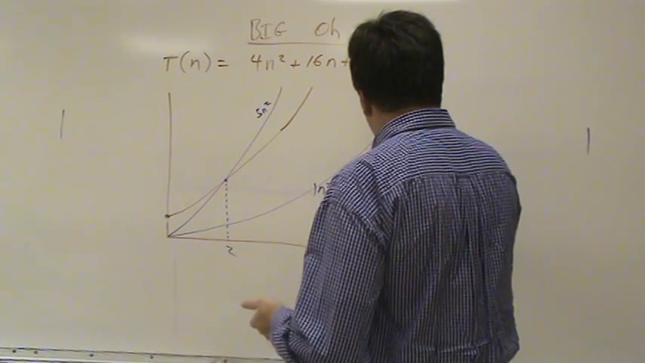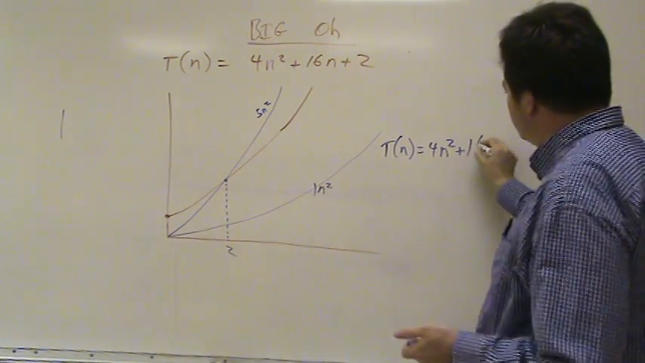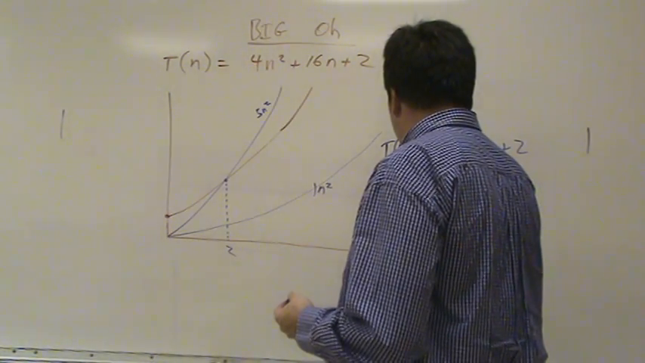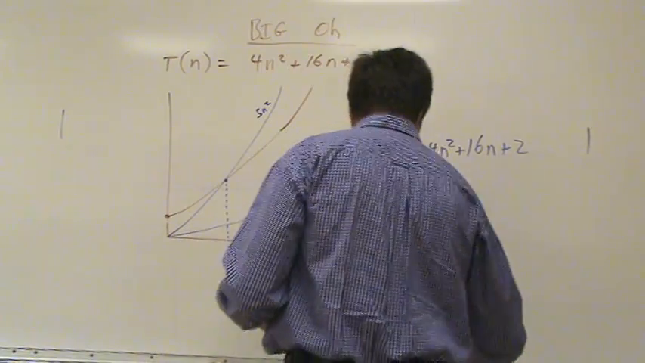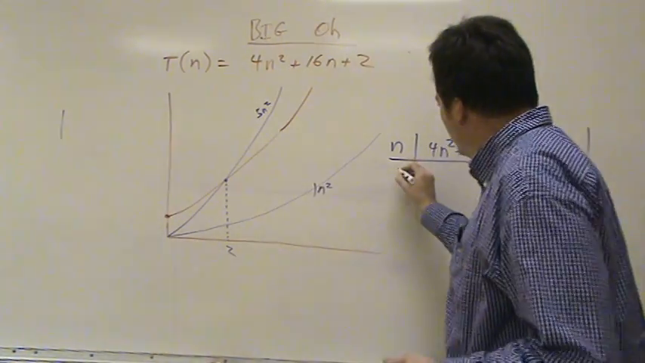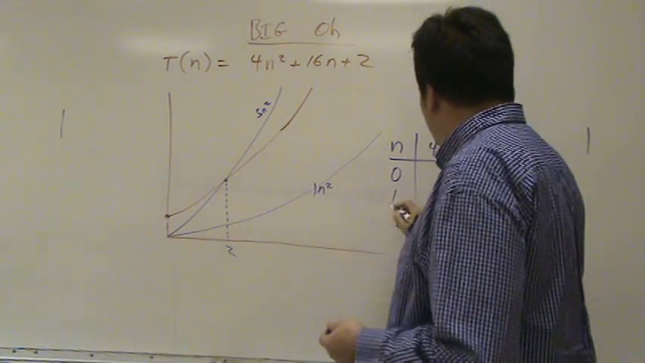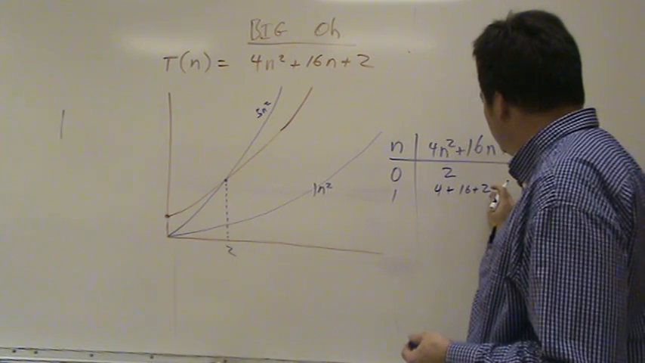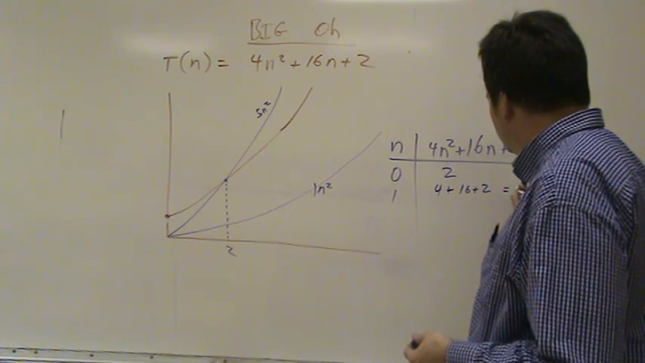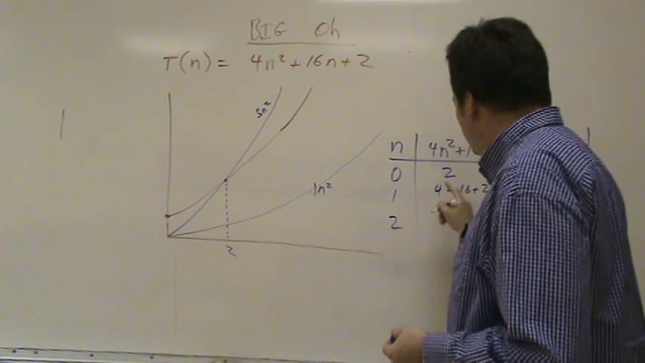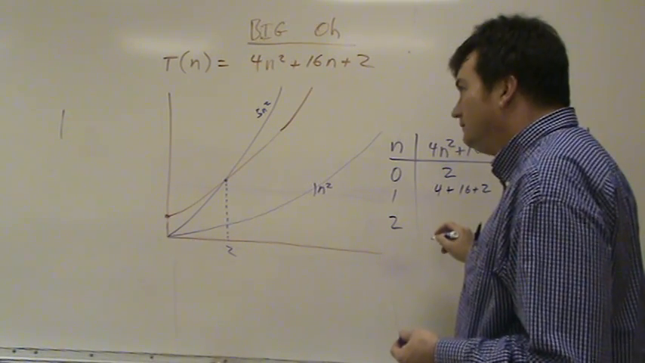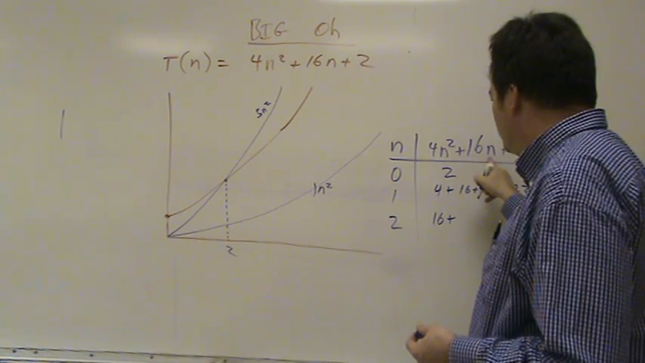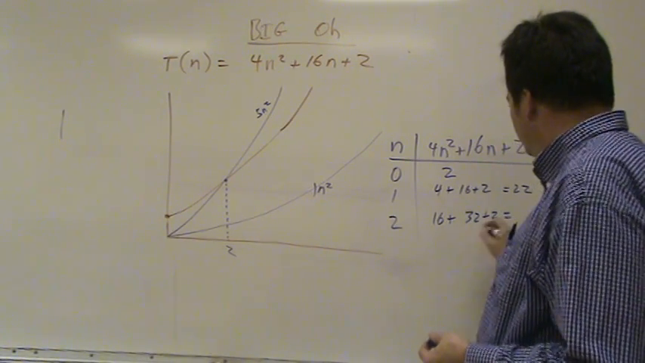We basically said your time function, T of n, is equal to 4 times n squared plus 16 times n plus 2. This is how much time your program took to run. Here's n, and here's your time function. When n is 0, this takes 2 seconds to run. When n is 1, this takes 4 plus 16 plus 2, which equals 22. When n is 2, this is 4 times 2 times 2, which is 16, plus 16 times 2, which is 32, plus 2 equals 50 seconds.